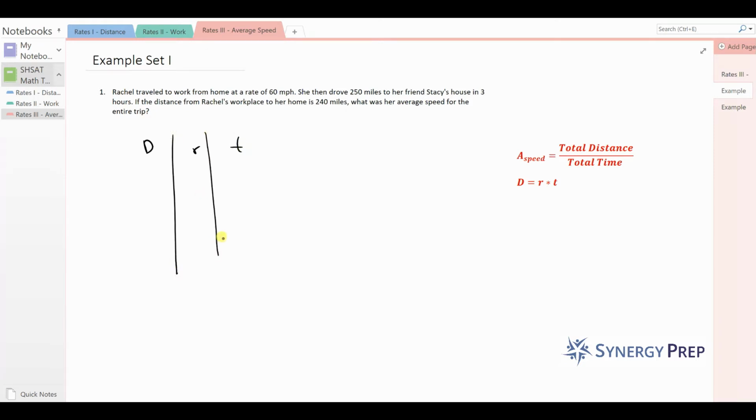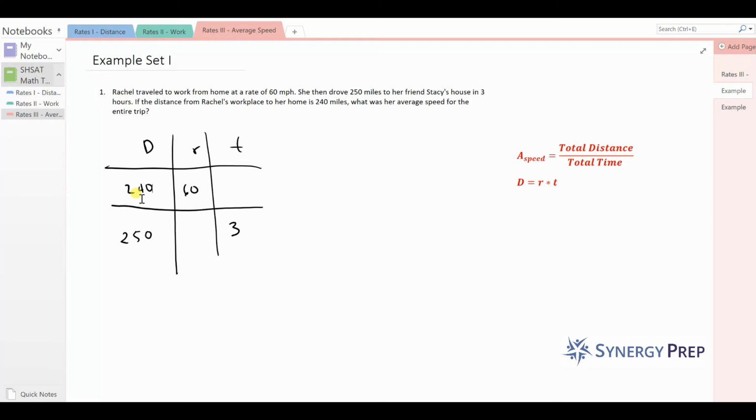Usually these questions only really have 2 sets of information, right? So for the first part, the rate is 60 miles per hour. It doesn't say the distance or time, so let's skip that. She then drove 250 miles. Okay, great, so 250 miles to her friend Stacy's house in 3 hours. Okay, so we have 3 hours right here. If the distance from Rachel's workplace to her home is 240, so the distance right here is 240, what was her average speed?